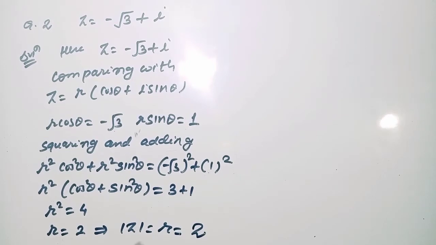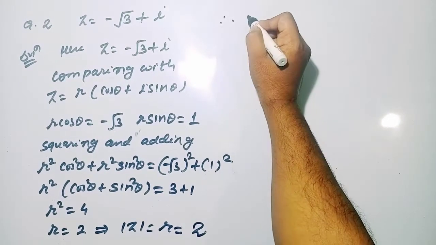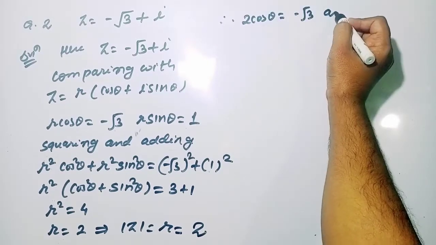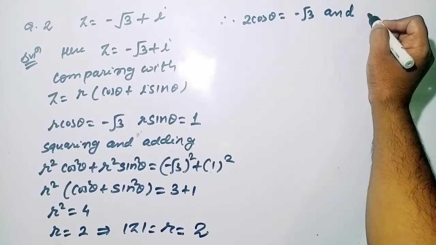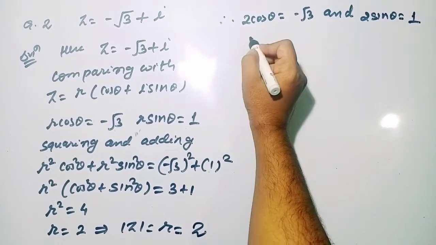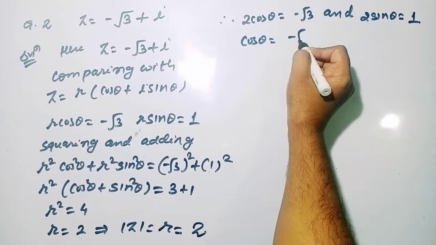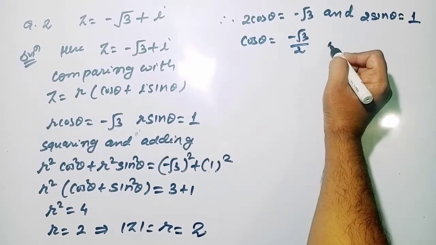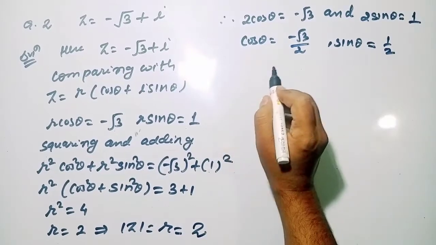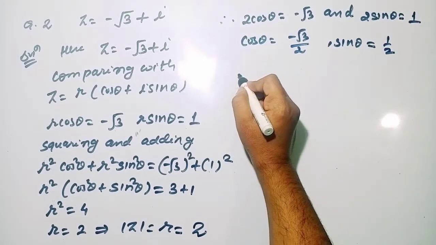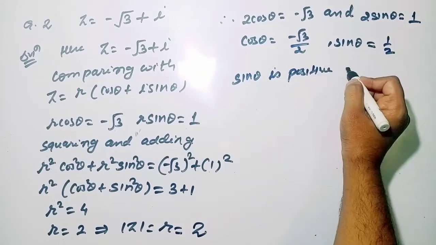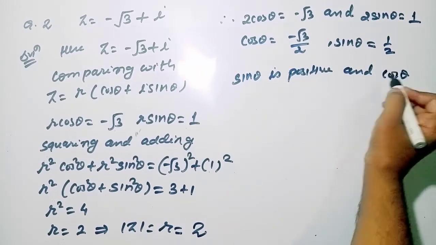now to find the argument, we are putting the value of r in the given result: 2 cos theta is minus root 3 and 2 sin theta is 1. So cos theta will be minus root 3 by 2, and sin theta is 1 by 2. Here cos theta is compared with the x component of the Cartesian plane, and sin theta can be compared with the y coordinate of the Cartesian plane.